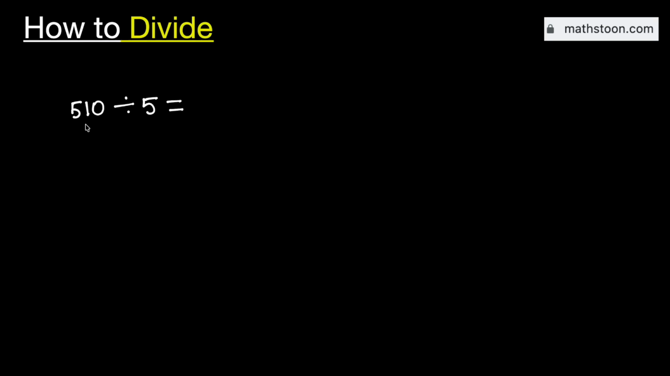In this video, let us learn how to divide the number 510 by 5 using the long division method. Consider the first digit 5. We know that 5 times 1 is equal to 5. Subtract, we get 0. Now this 0 is less than 5. That is why we will bring down this number 1 here.